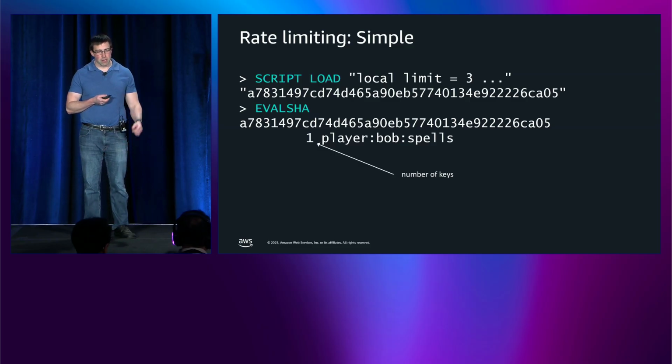Like we saw before, we want to give it the key name, the number of spells that Bob has placed in this particular example, and it will then return back a 1 or a 0, whether that is an allowed spell or a disallowed spell.